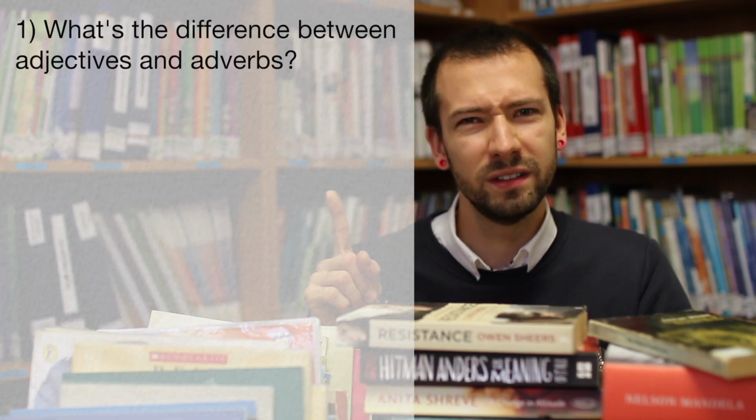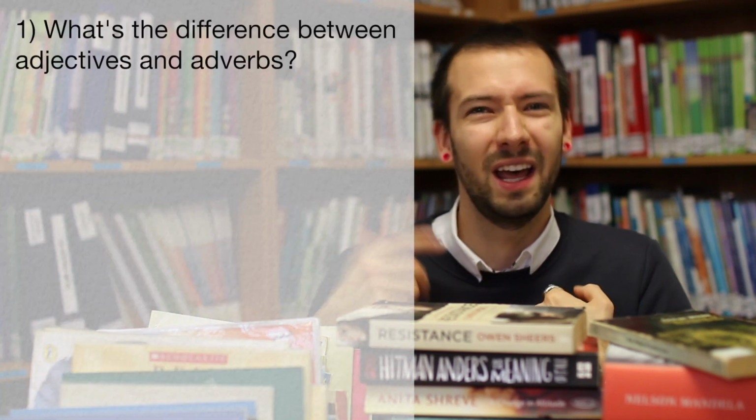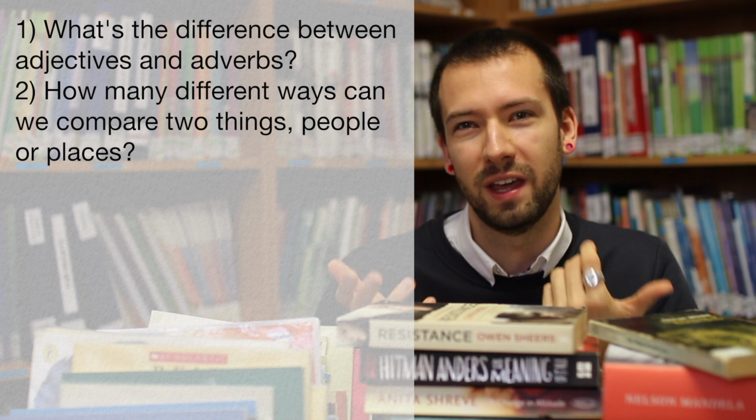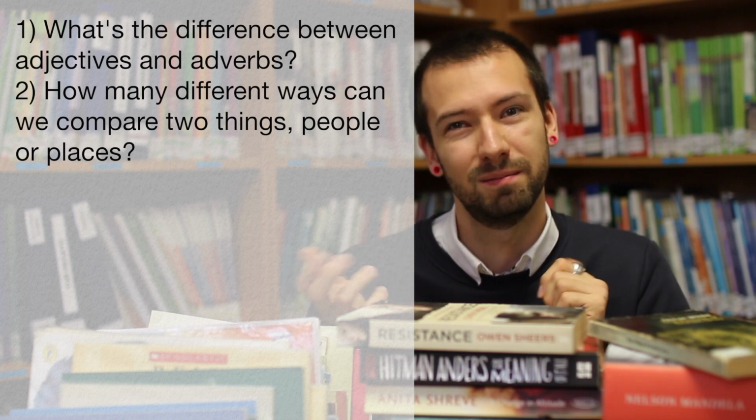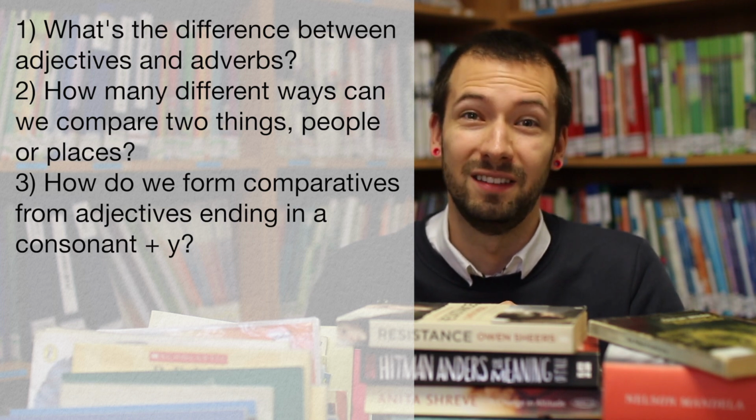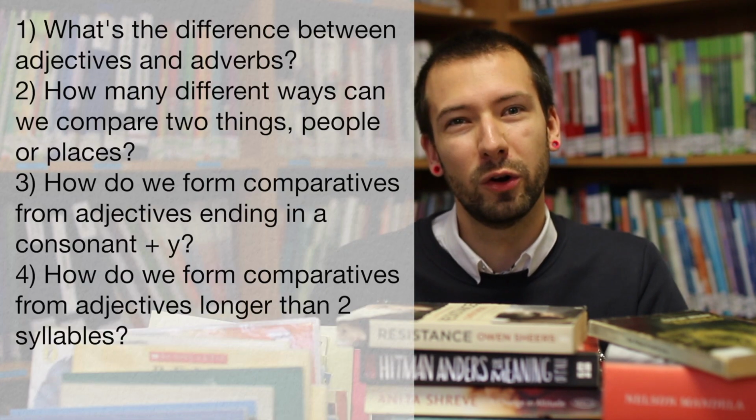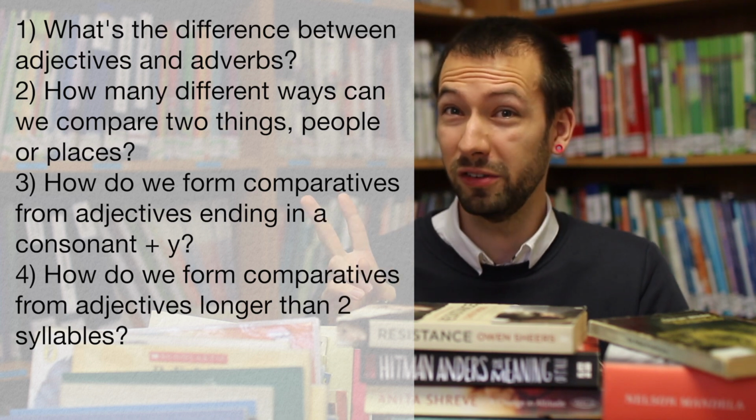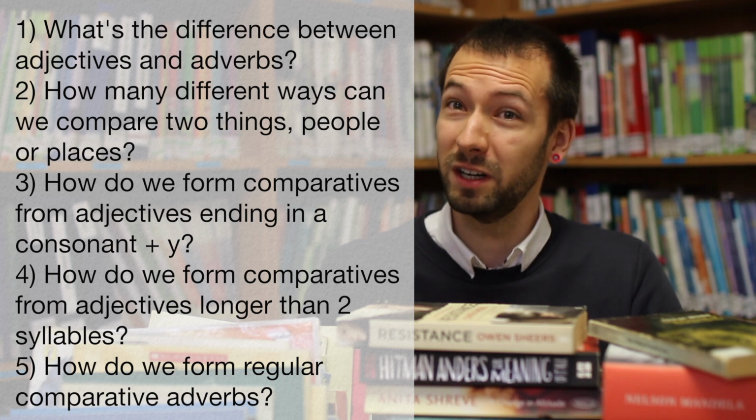Question 1. What's the difference between adjectives and adverbs? Question 2. How many different ways can we compare two things, people, or places? Question 3. How do we form comparative adjectives from adjectives that end in a consonant and a y? Question 4. How do we form comparative adjectives from adjectives that are longer than 2 syllables? Question 5. How do we form regular comparative adverbs?